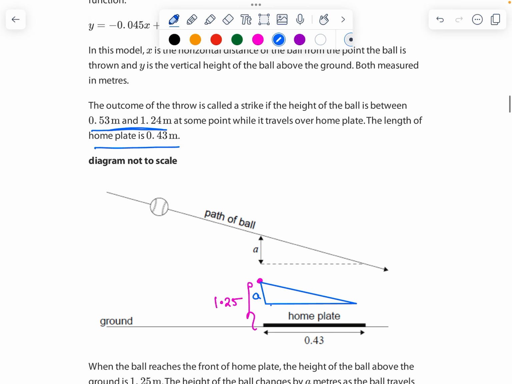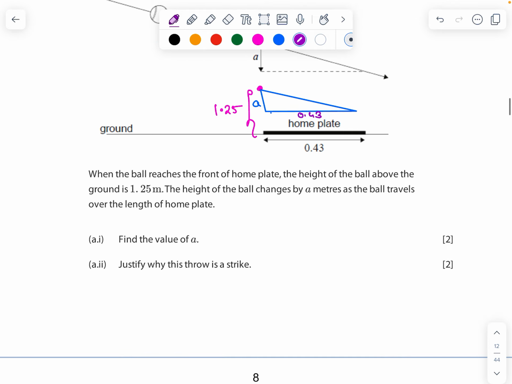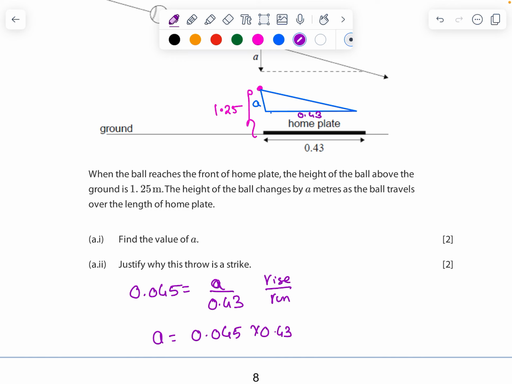Now it is following this equation as such, so its gradient is going to be 0.045 and this distance is going to be 0.43. So 0.045 equals a divided by 0.43. The gradient is rise over run. Rise over run is going to be the gradient. From there, I will be getting the value of a. So do the cross multiplication, which gives me a value 0.045 times 0.43, which is 0.0194.